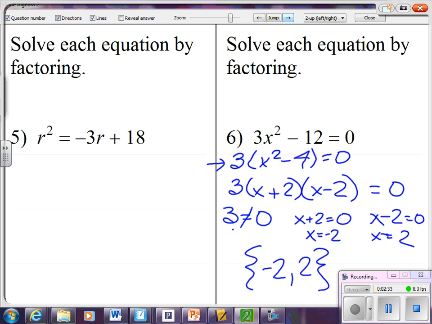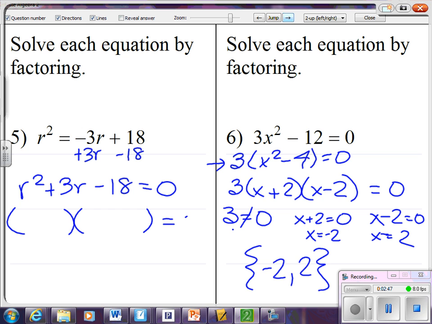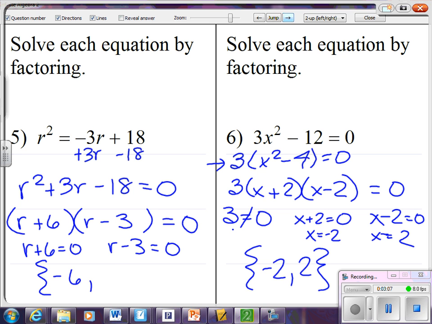Can I do number 5? Yep. I'm going to move everything to the left. So I'm going to add 3r and subtract 18. So I get r squared plus 3r minus 18 equals 0. The last sign is negative, which means my signs, one's positive, one's negative, right? R plus 6, r minus 3, right? 6 times 3 is 18. So then I get r plus 6 equals 0, r minus 3 equals 0. So it's negative 6 and positive 3.